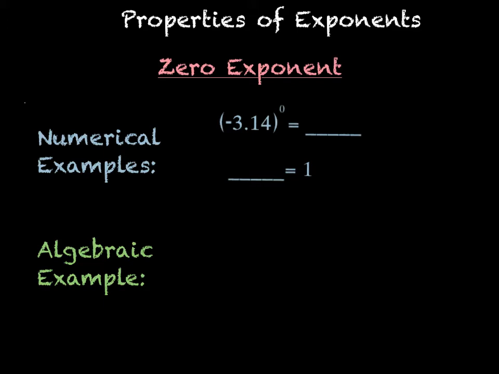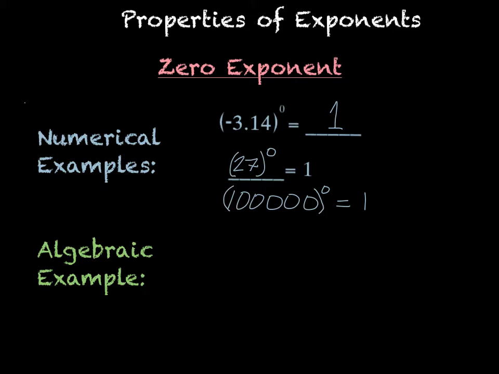So that means negative 3.14 to the zero power is 1. And we could put any number in here. We can say 27 to the zero power is 1, or 1,000,000 to the zero power is 1. The whole point is anything to the zero power is 1.